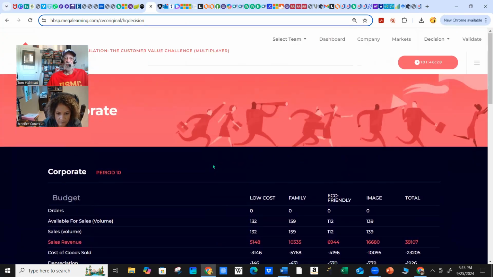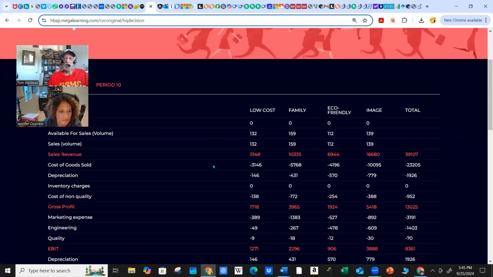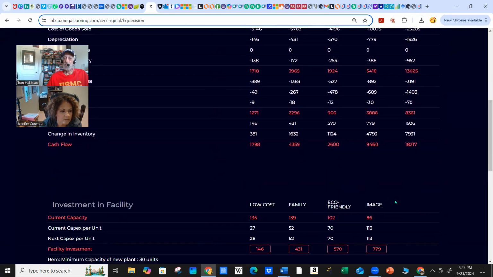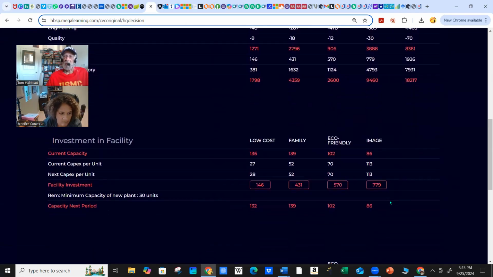This must not be image. This is low cost or something. What are we here? Oh, no, low cost. I was looking at... where's family? Let me see. Okay, image is down here. So you can see, obviously, this is towards the last, I'm kind of giving some away here, but you can see that the facility investment is higher the more expensive the car is. You have to spend more money on the CapEx than that to engineer it. And then it shows you the capacity next period.